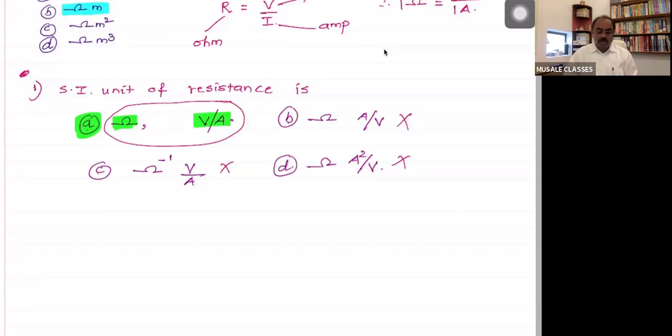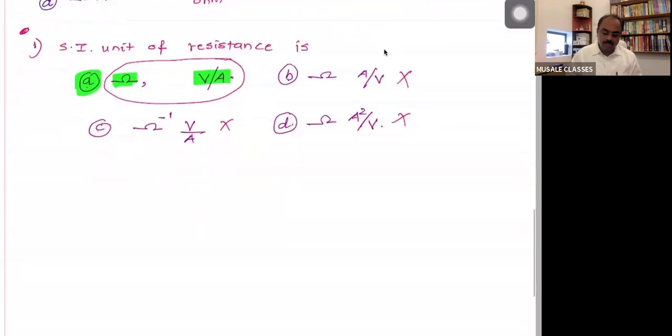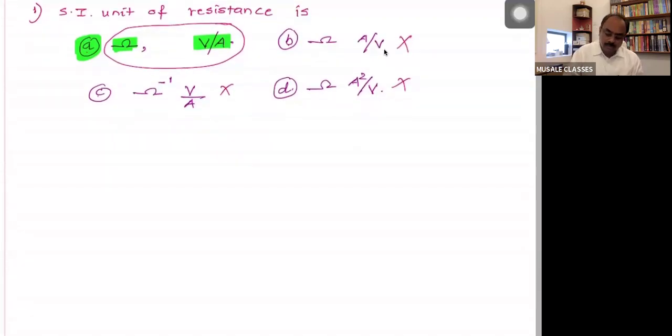Okay, then coming back to the topic that we were discussing yesterday, that is the dependence of resistance.